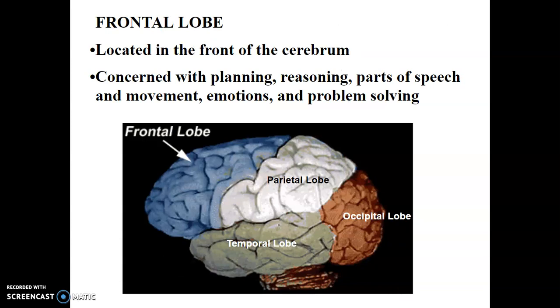Frontal lobe, just as the name implies, is the front of the brain, the front of the cerebrum, and this is the part that is very logical. It has to do with reasoning and planning, also some parts of speech and movement. And this is the highly emotional part of our brain.